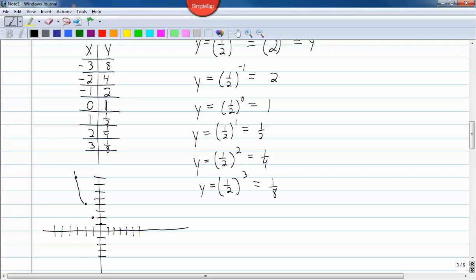So this graph goes through these points. It goes down, down, down. And then it gets closer and closer to the x-axis, but never touches.